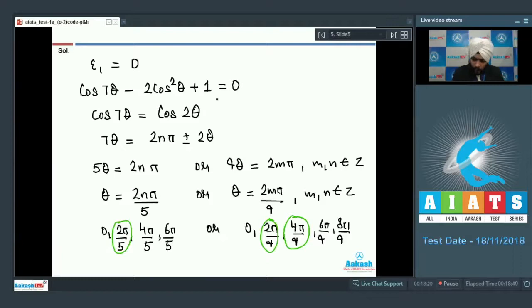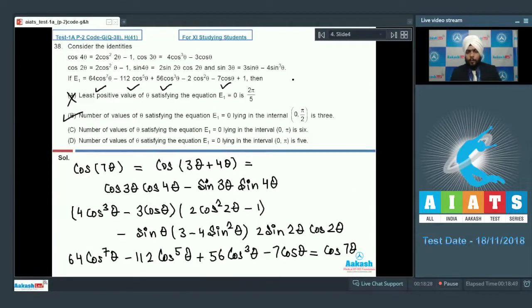So from here, how many values do we have? 1, 2, 3, 4, 5, 6. 6 values lying in the interval 0 to pi, open. Final answer: option number B and option number C. Okay, let us move on to the next question.